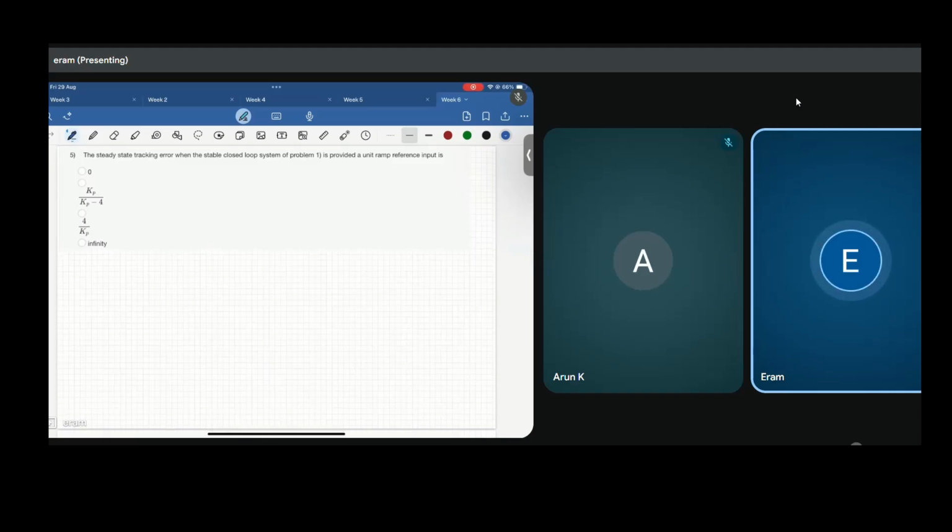Now similarly in this question, the input is now a unit ramp input. What will be the steady state tracking error in this case? Let me write the open loop transfer function. GH is Kp by s square plus 4s. Try it first, then I will solve it.